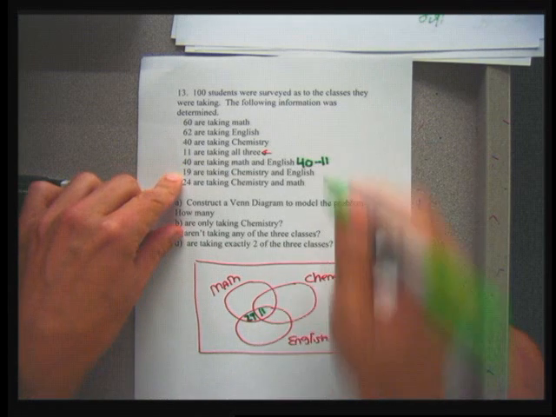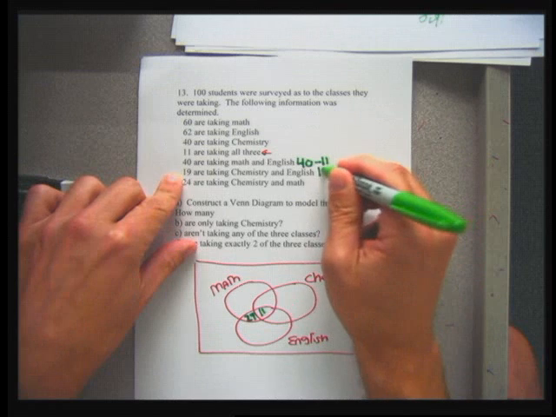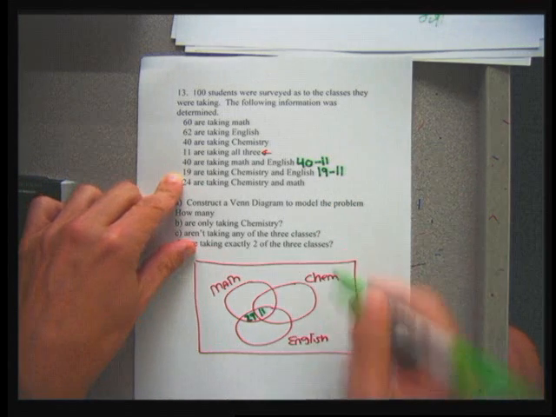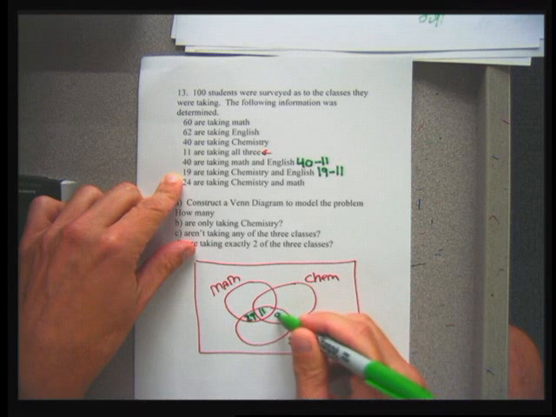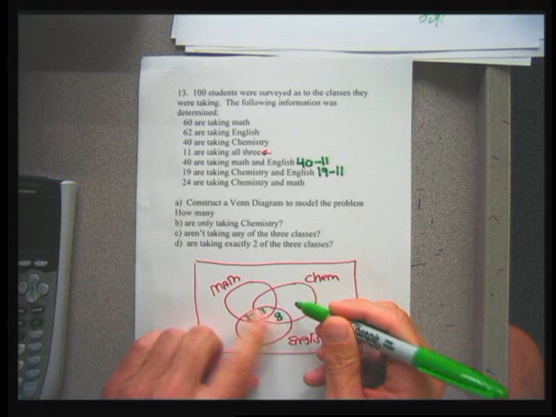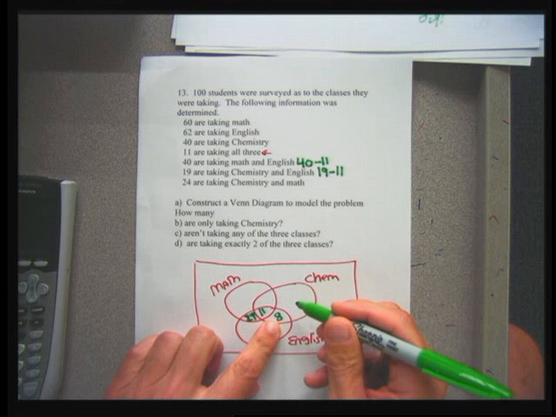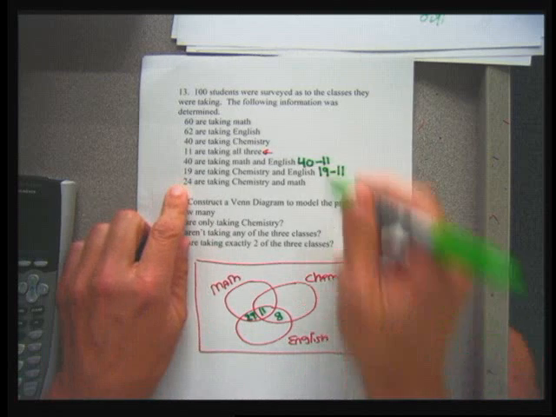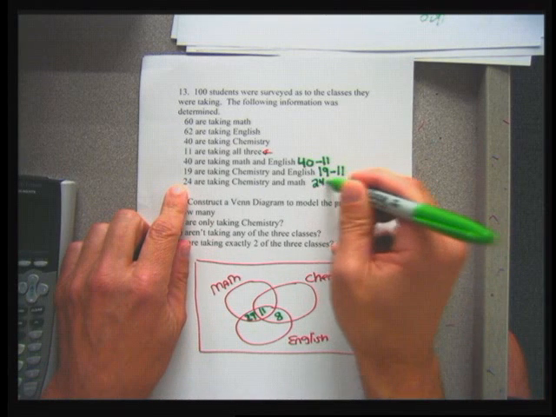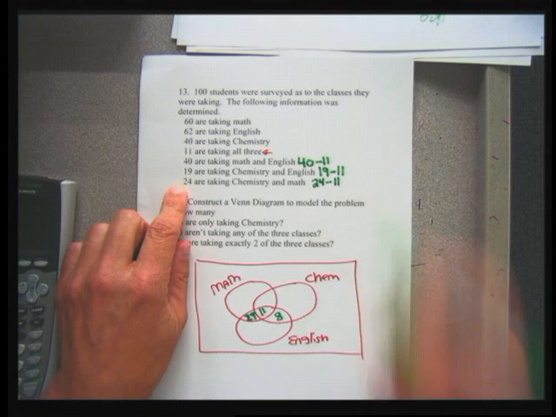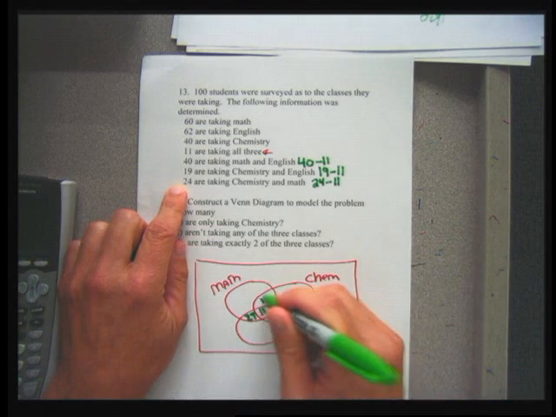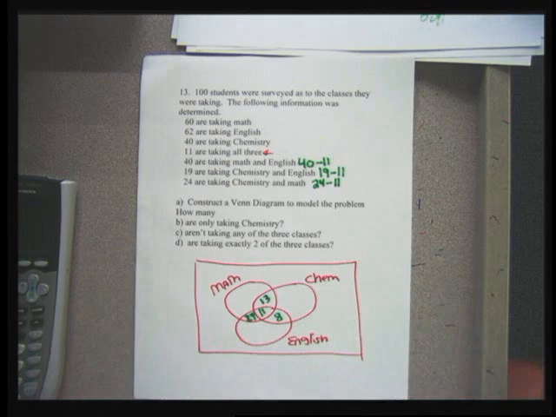The 19 that are taking chemistry and English, 11 of them are taking all 3. 19 minus 11 is 8. In the region between the chemistry and the English, there's 8. So this 11 and that 8 give me the 19 students that are taking chemistry and English. 8 are taking just the 2, 11 are taking the 3. And the last subtraction with the 2s, I'm going to go 24 minus the 11. The 24 that are taking chemistry and math minus the 11 that are taking all 3 is going to give me 13 students that are taking math and chemistry and not taking English.